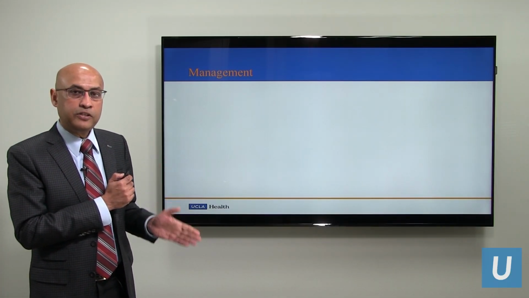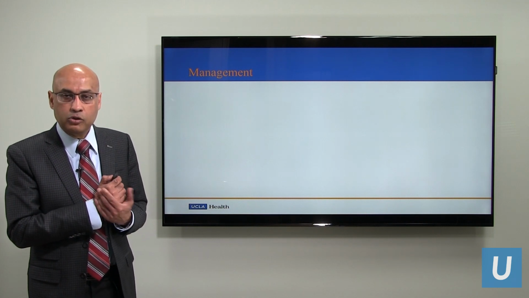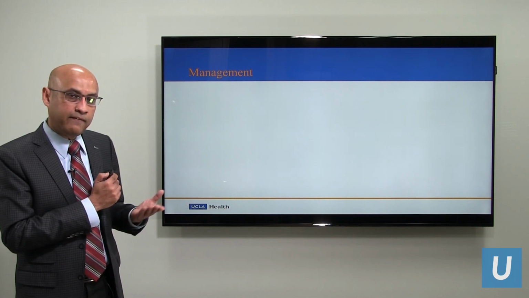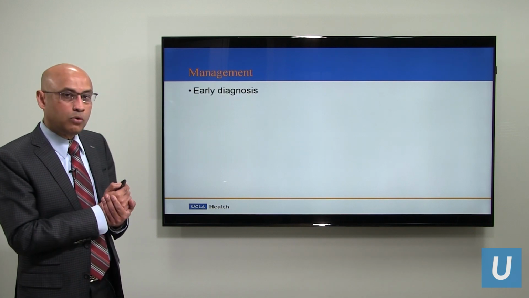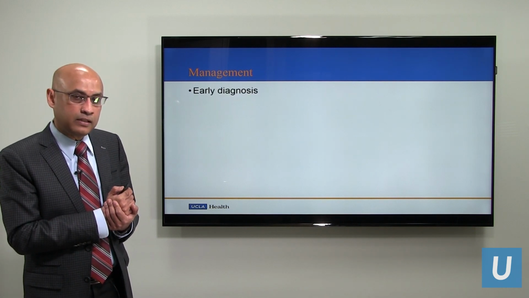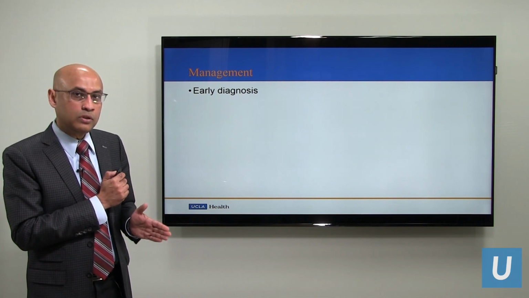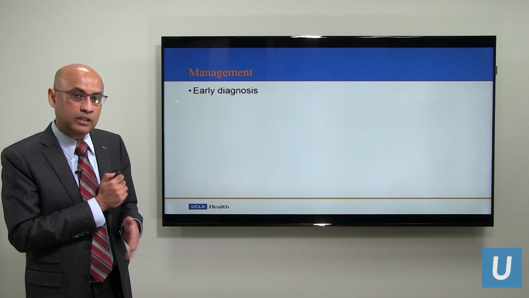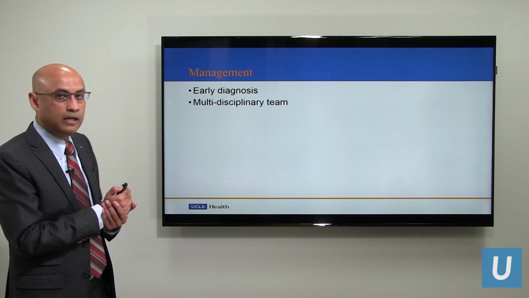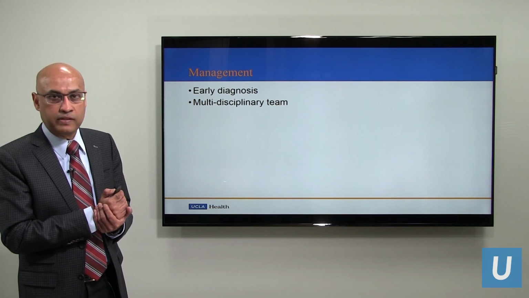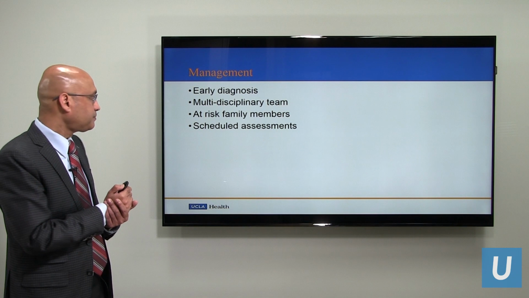So you've identified the patient, you have diagnosed the patient. Now, how do you manage? We have a multidisciplinary team at UCLA that takes care of these patients. The key thing in management is early diagnosis, because it's a progressive disease, and the earlier you diagnose, the earlier you can treat the patient and follow them. So the key thing is diagnosing early. Once again, a multidisciplinary team, and I'll go over this team in a bit more detail. At-risk family members should be tested.